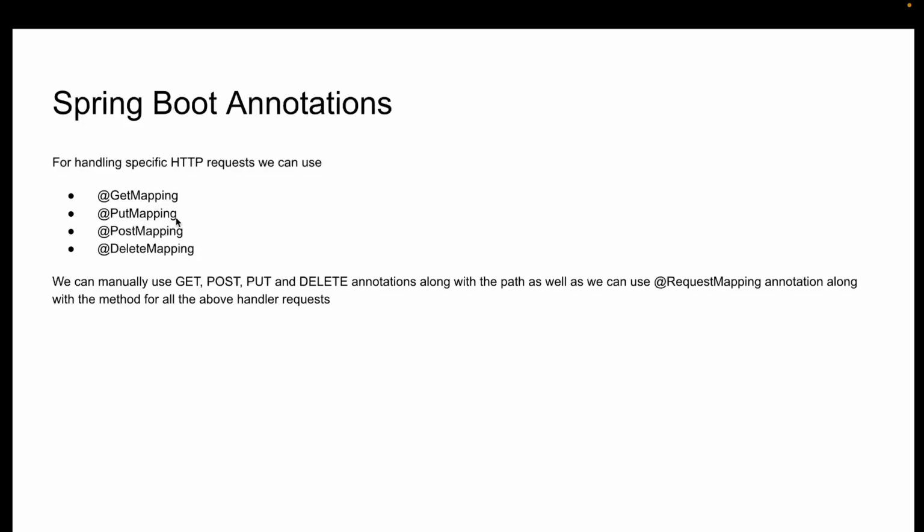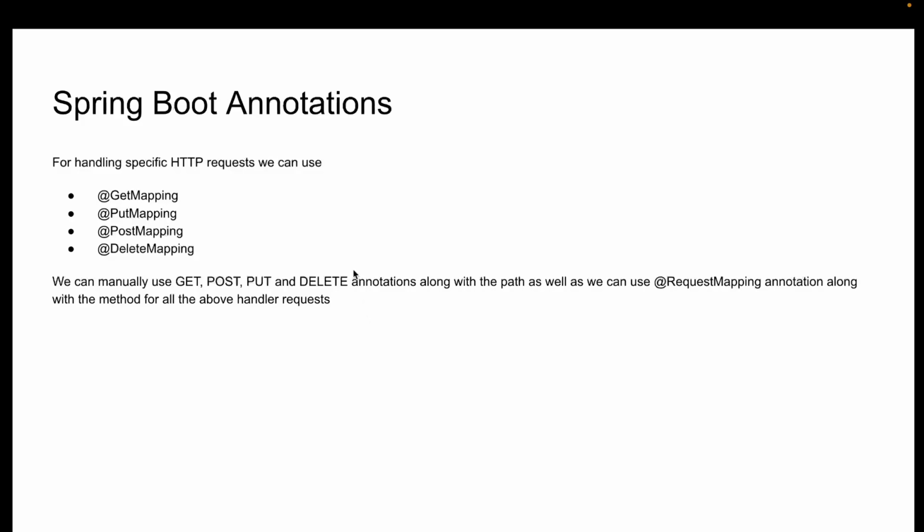And then there is this put mapping. By name we understand that put mapping will be used to modify the existing records, post mapping will be used for creating a new resource, and delete mapping will be used for deleting a resource from our presentation layer. So see, we can manually use get, post, put and delete annotations along with the path, as well as we can use request mapping annotation along with the method for all the above handler requests. So we can do either way. Either way, it is fine.